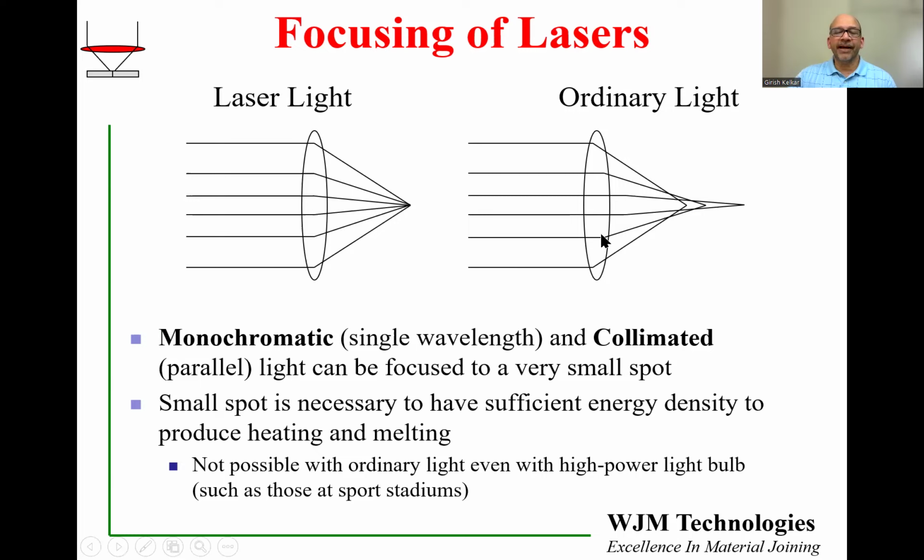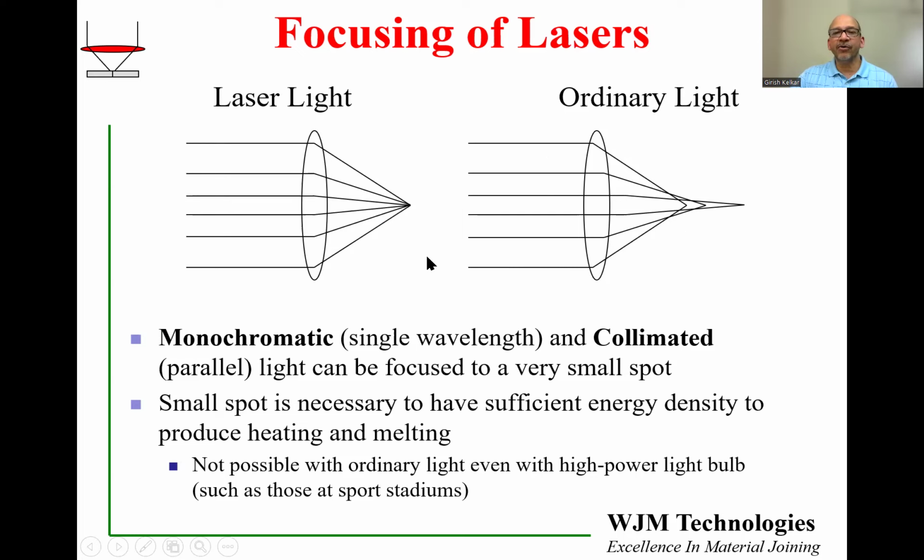If you take an ordinary light, even a high power light bulb like those in the sports stadiums used at night, the power is very high, but there are many wavelengths in that light, and the light coming out of those sources is not parallel. So it is very difficult to focus it down to a small spot size.